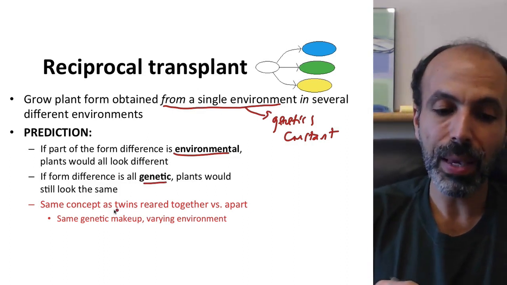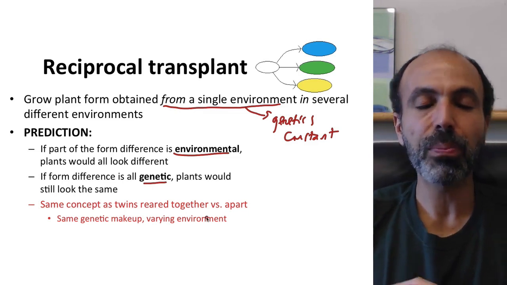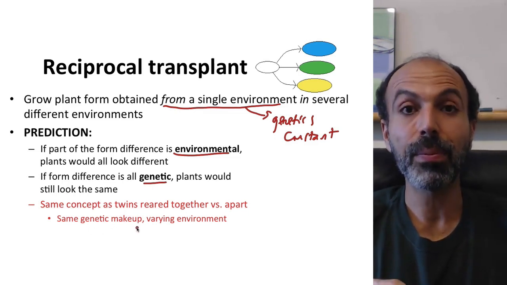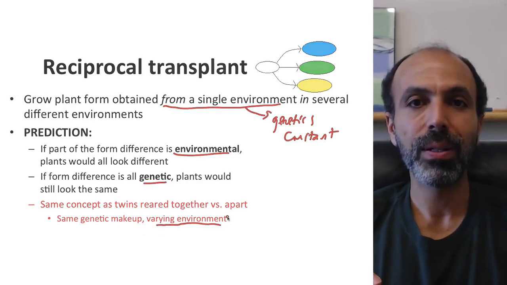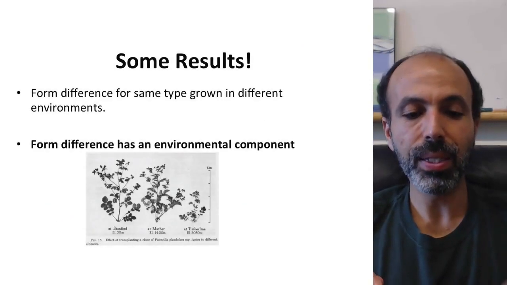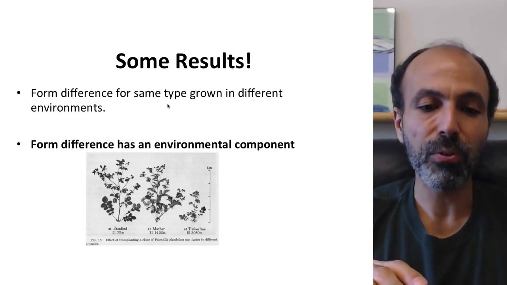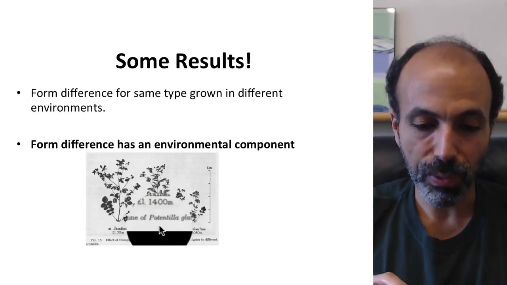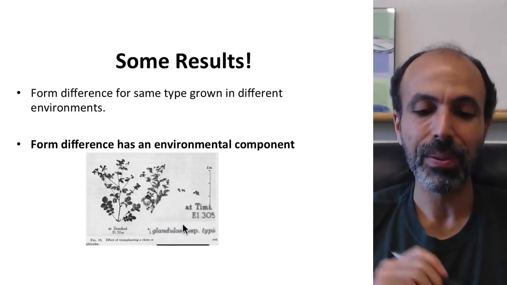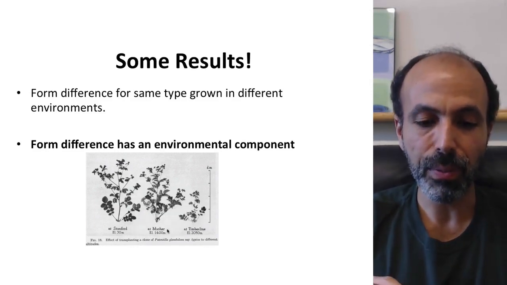Okay? And this is the same concept as these twins reared together versus apart, that we're using the same genetic makeup, right? And we're varying the environment in which the plants are grown. And in fact, with this, they did still see an effect. The form difference for the same type grown in different environments was still apparent. This is showing Potentilla glandulosa. And this was grown at Stanford, Mather, and Timberline.